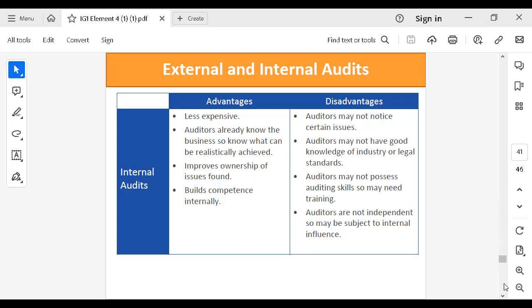And the disadvantages: auditors may not notice certain issues. The auditor may not have good knowledge of industry or legal standards. The auditor may not possess auditing skills, so may need training. Auditors are not independent, so may be subject to internal influence.